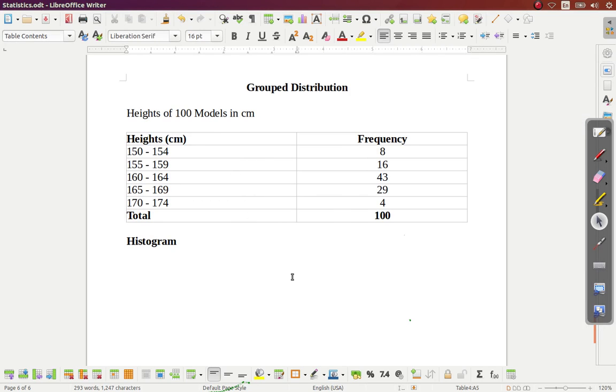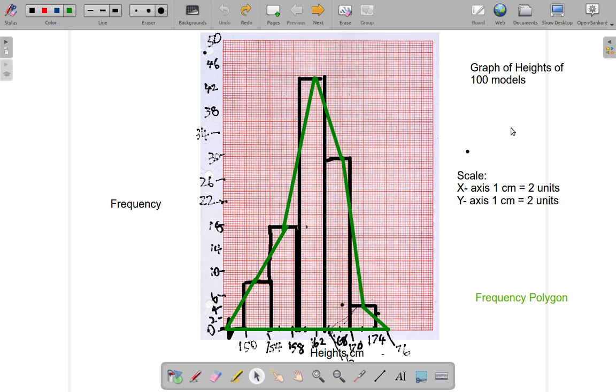In our previous video, we developed a histogram and a frequency polygon from this table. Let's look at it. Alright. Now, what we want to do is take a closer look at what is going on the horizontal axis.